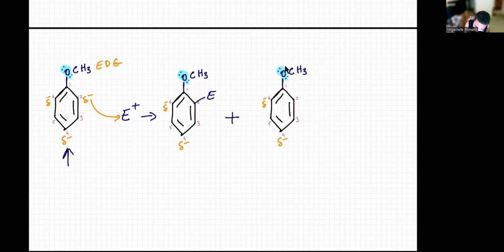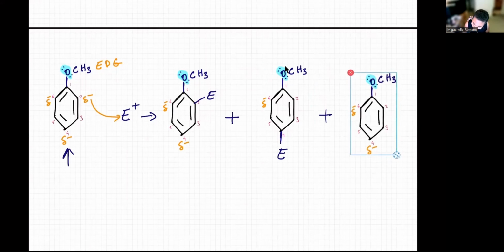Carbon 4. Let me put it on top of it, right? Let me remove the negative charge. I think we get it. The electrophile here. Or we can get it at position 6, but it's the same thing as this molecule, right? Let me draw it for you. You can put it here.